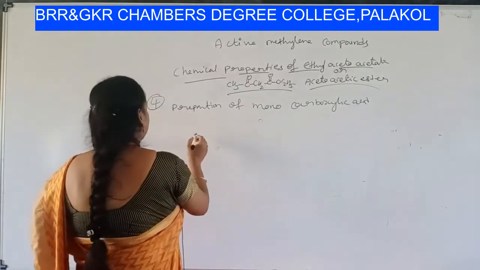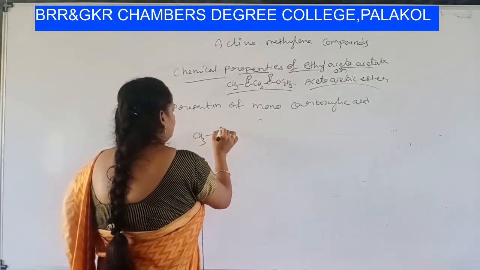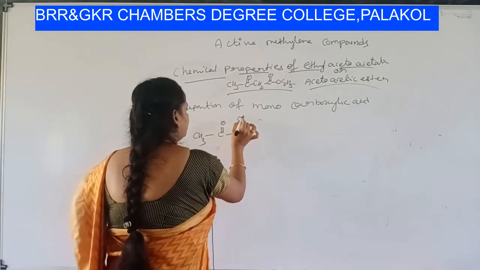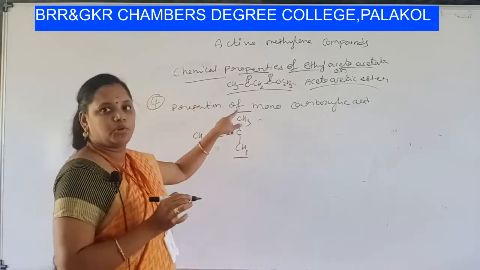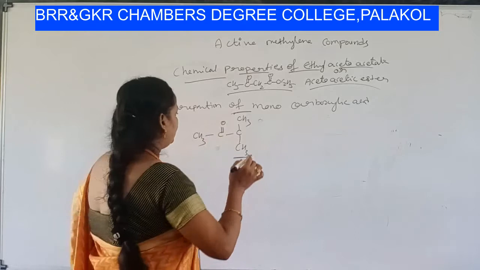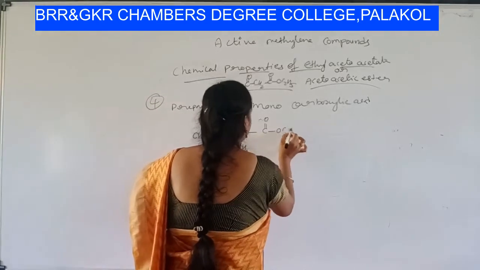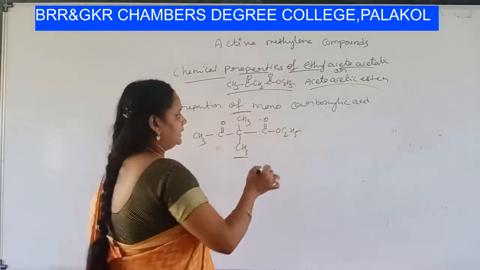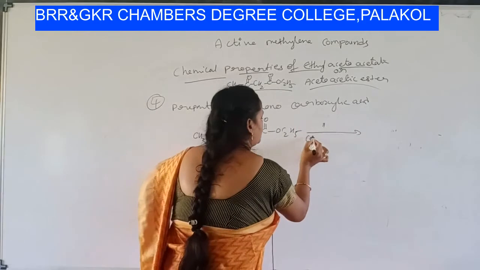For example, if you take CH3, C double bond O, CH3, CH3. I am taking dialkyl. I replaced both the hydrogens by CH3 and CH3. So, C double bond O, OC2H5. What happens here? Hydrolysis, same. What is that we use?